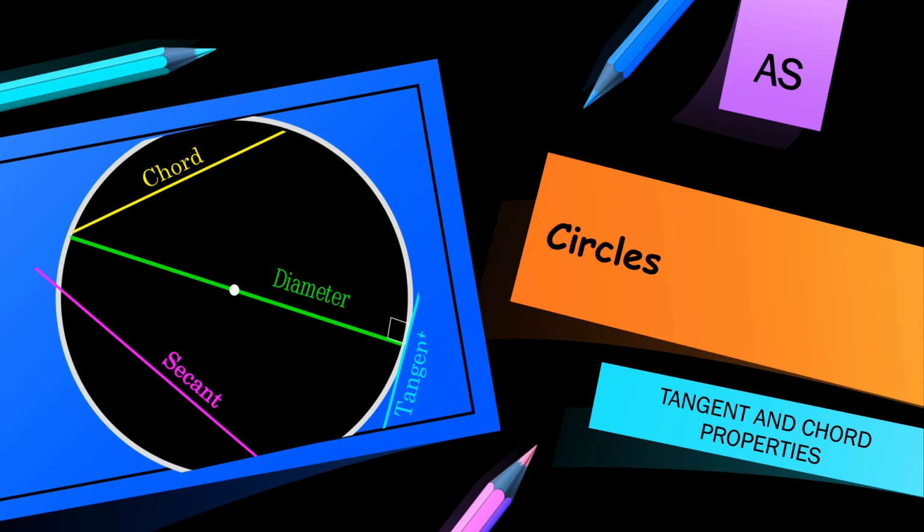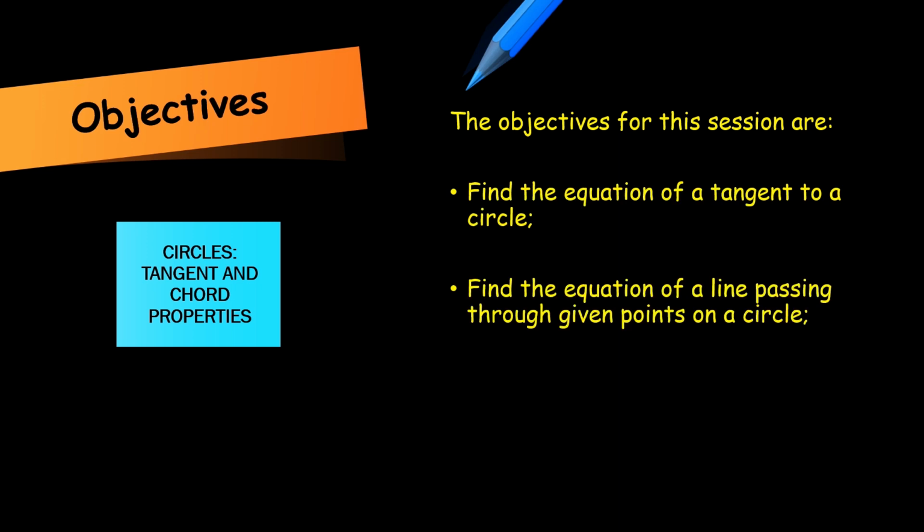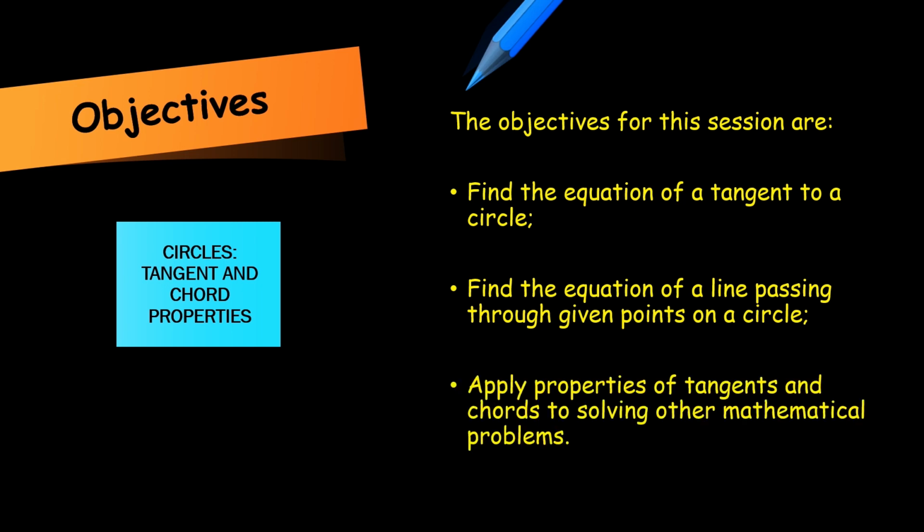Welcome to the unit on circles. In this unit, we will be looking at the properties of chords and tangents. The objectives for this session are: find the equation of a tangent to a circle, find the equation of a line passing through given points on a circle, and apply properties of tangents and chords to solving mathematical problems.